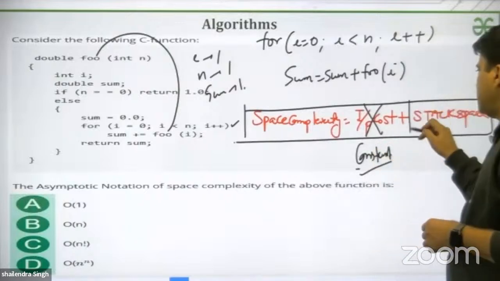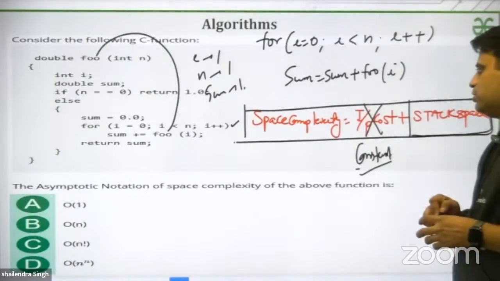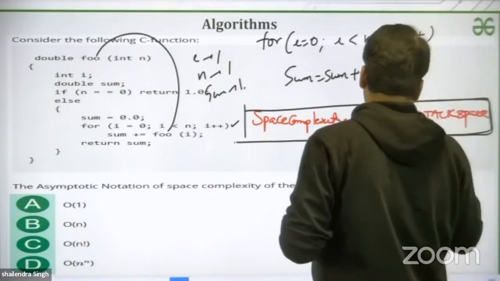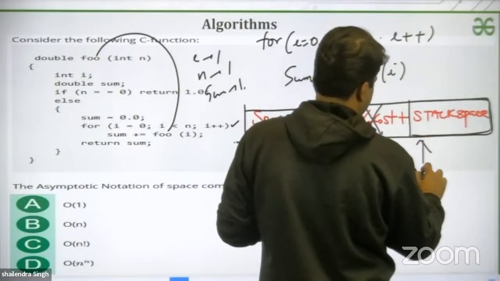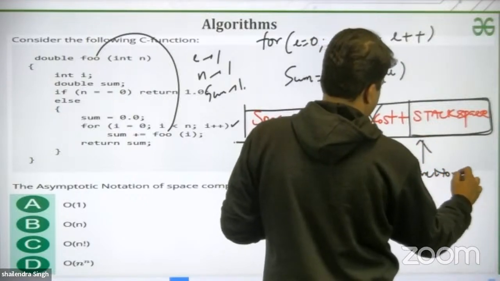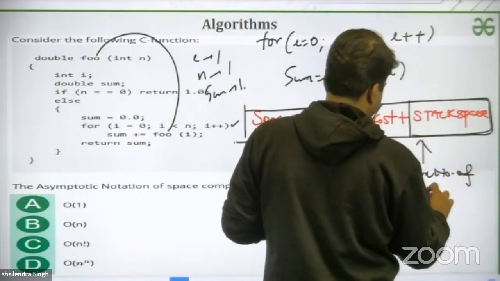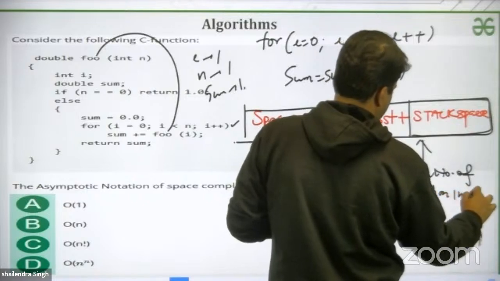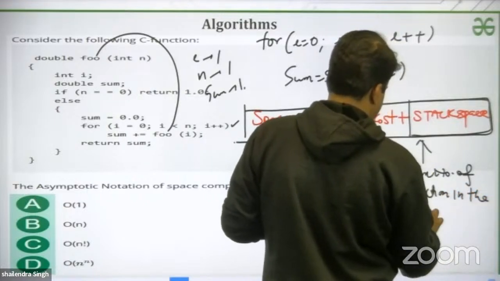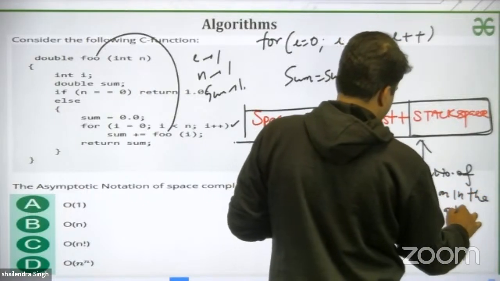3 is a constant, so you can remove this. So space complexity just depends on stack space. So maximum number of functions in the stack at a particular time. So this will tell you the space complexity. Maximum number of functions in the stack at a particular time.